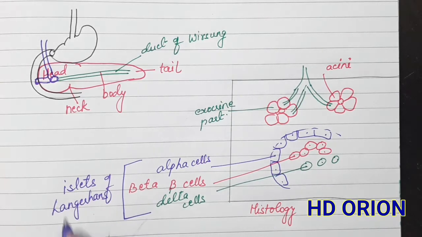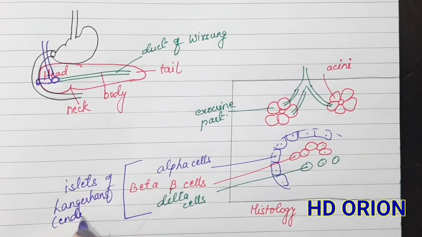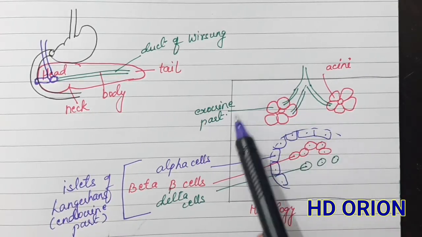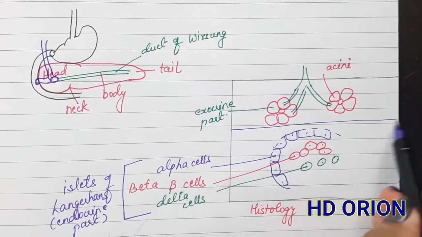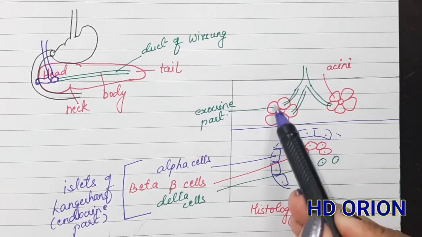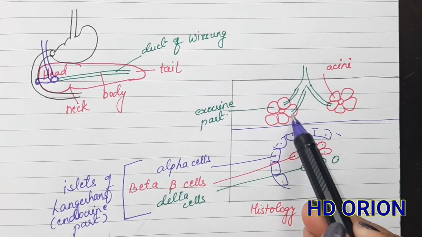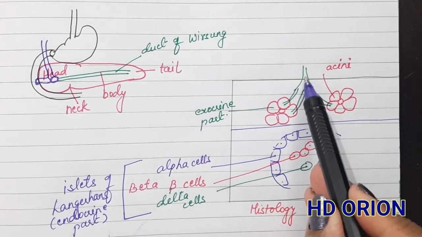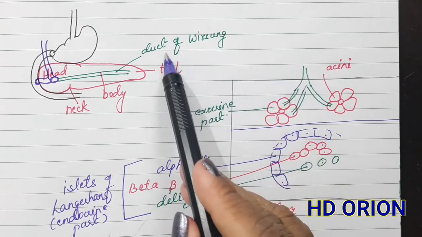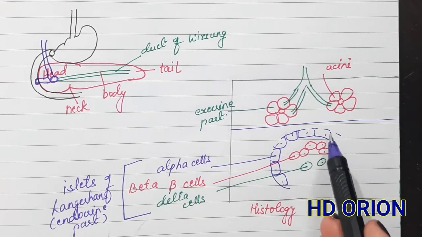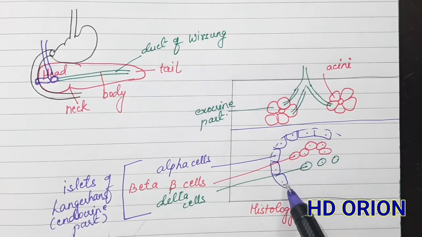So the islets of Langerhans is the endocrine part. So this diagram actually tells the exocrine portion. This portion is the exocrine portion, which consists of the Acini cells where the pancreatic juice is being formed, and this is released into the pancreatic duct, also known as the duct of Wirsing. This is so arranged inside the pancreas over here, and this part is the islets of Langerhans.